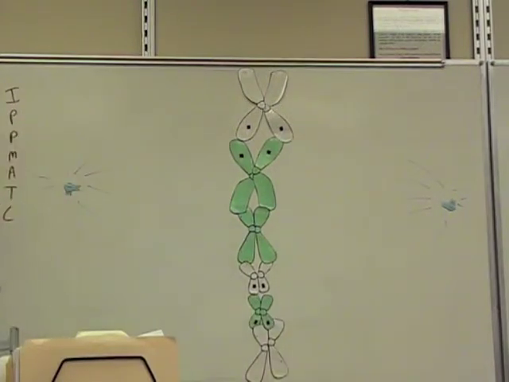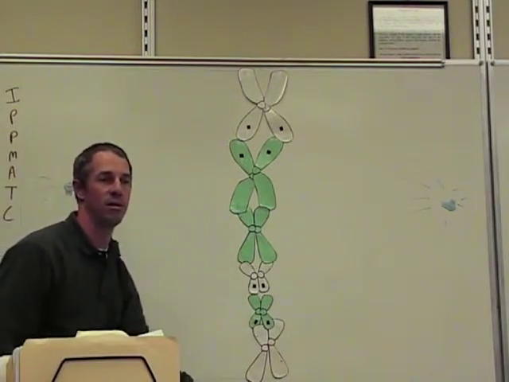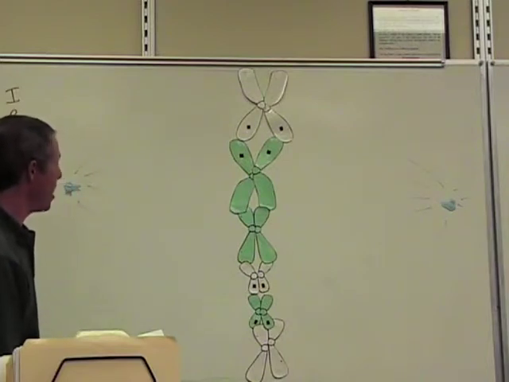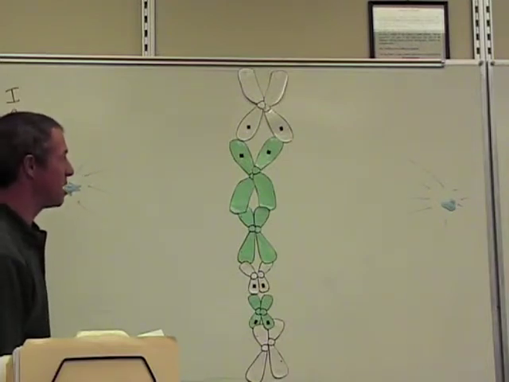Green, white, green, no. Nope. White, green. So that's metaphase, lining up in the middle. Look at that big green one. It's so messed up. Okay? It's pretty easy.